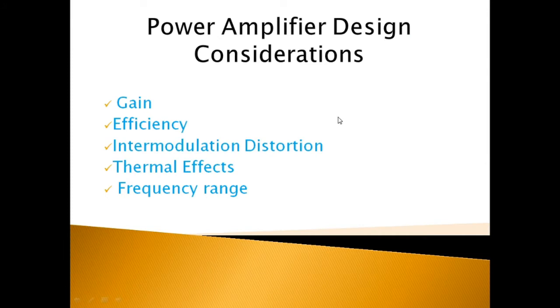Such a high power device, when manufactured, requires considering a lot of factors, but these are the very important ones: gain, efficiency, intermodulation distortion, thermal effects, and frequency range. Apart from this, noise figure is also an important one. Gain represents how much the signal strength is increased from input to output, and the formula is 10 log of P out divided by P in. Efficiency represents how much useful power we get from the output according to the input given.